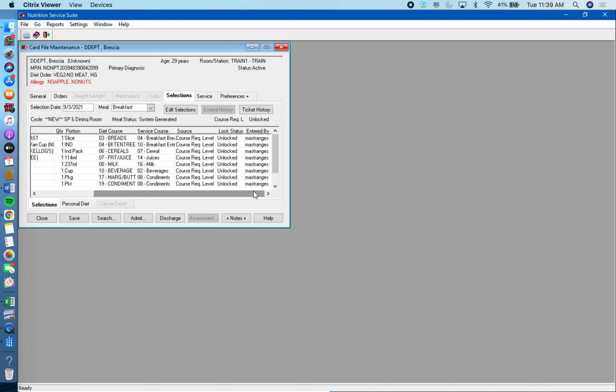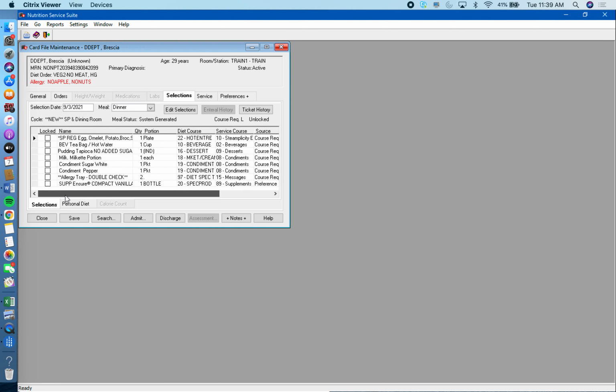And then the next question is, what steamplicity did this patient have on the 3rd of September? So often patients will just get steamplicities for dinner, and we're going to look at which one they got. Steamplicity items will always start with *SP. So we can see that on the 9th of September, this patient got an omelet, potato, broccoli, and they also got some other items, but the question is asking what steamplicity, and that's the one that they got.